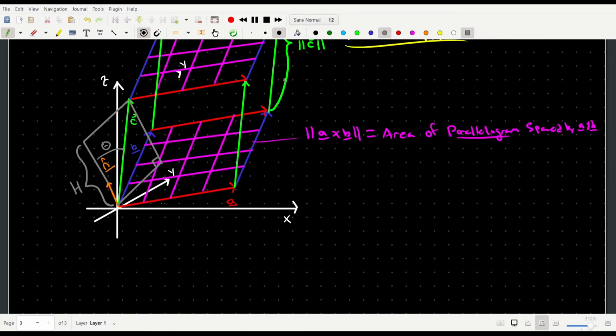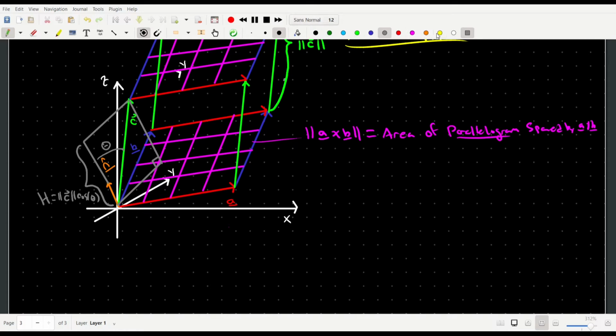And if you kind of think about this, remember theta is the angle between the unit normal vector and the vector C. This height right here is going to be exactly the length of C times cosine of this angle. But this angle theta is not the same angle theta as in the previous drawing, but this is the angle theta between the unit normal vector n hat of the cross product of A and B and the vector C.